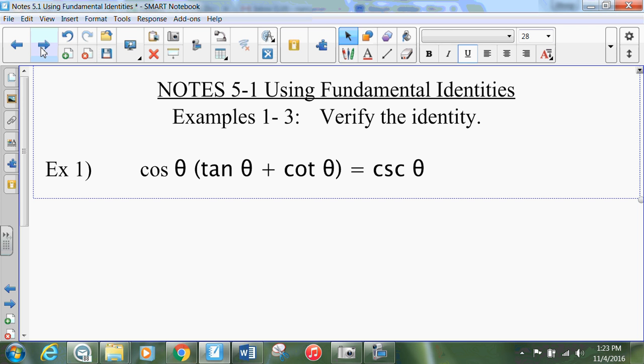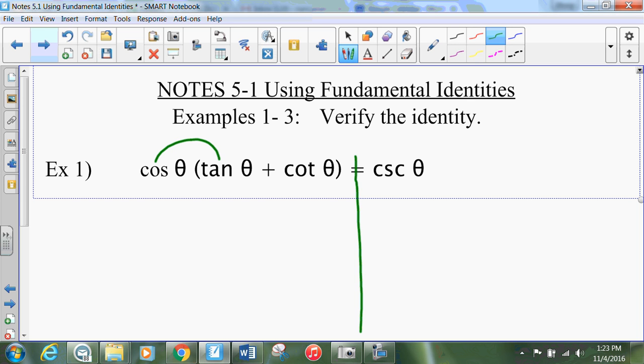So here's our first example. We want cosine theta times the quantity tan theta plus cotan theta to equal cosecant theta. As a reminder that I am not in an equation, I'm going to put a line down here. And here we go. I'm going to think about some of the things I could do. The first thing that pops out at me is I can distribute. So I'm going to distribute cosine theta times tan theta, which is simply cosine theta tan theta. And then cosine theta times cotan theta is also cosine theta cotan theta. Once again, I'm not going to write anything on the right.